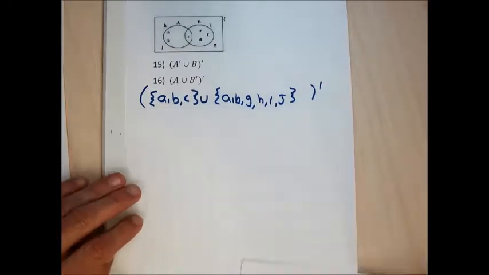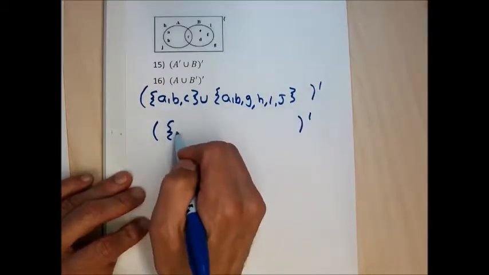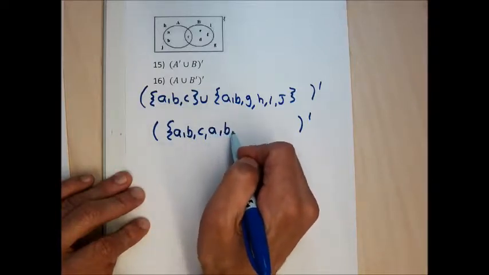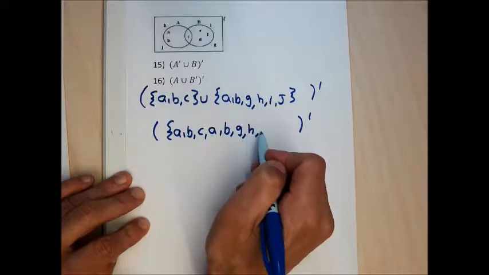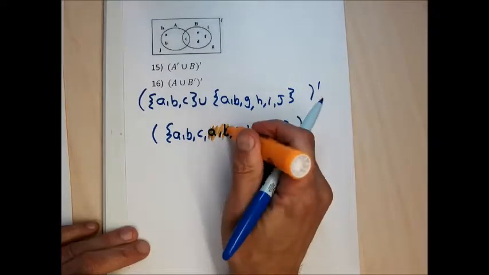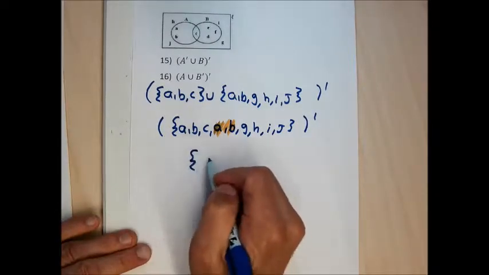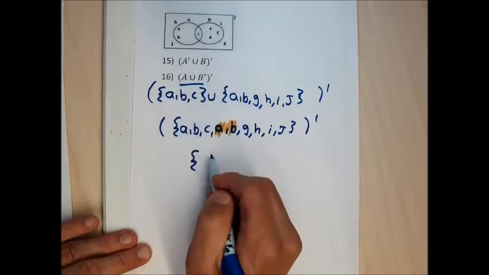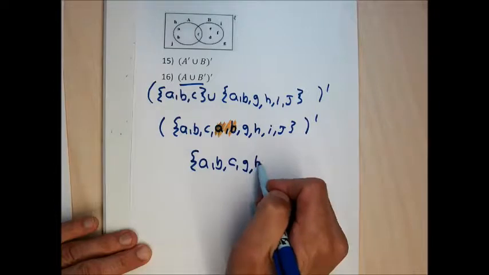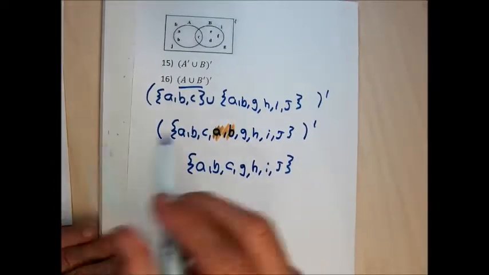I'm going to union those two sets. And when I union two sets, I take all the elements of the first set, add to it all the elements of the second set, and then I get rid of any duplication. Don't need two A's and two B's. So this set right here, the A union B complement, is A, B, C, G, H, I, and J. So that's the inside of the parentheses.